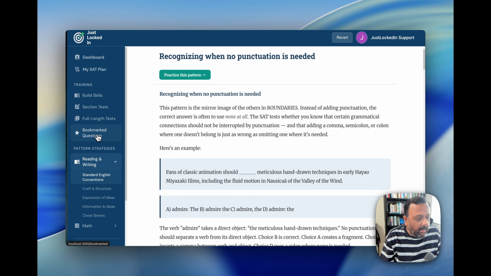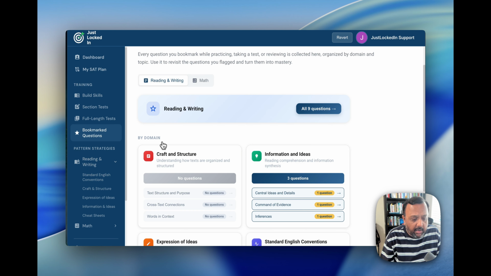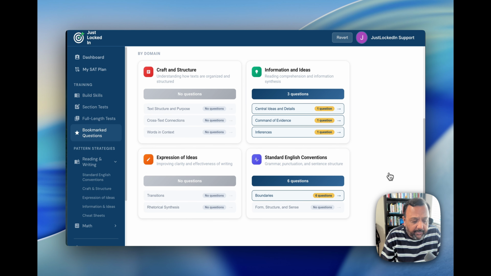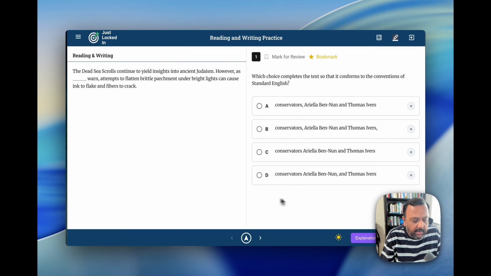Now I'm going to go to bookmarked questions. I've already bookmarked a few questions, and you could do this too. If you encounter a question during practice, or when you're taking a practice test on Just Logged In, or reviewing answers for a practice test, you can just click the bookmark icon. It's a star icon, and then everything will be neatly organized for you here based on topic and section. Let's go to boundaries and start doing these questions.